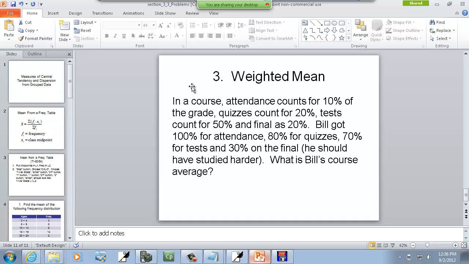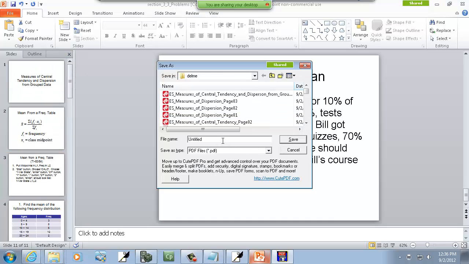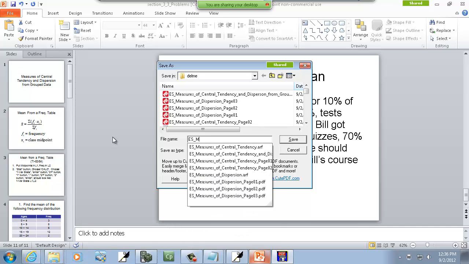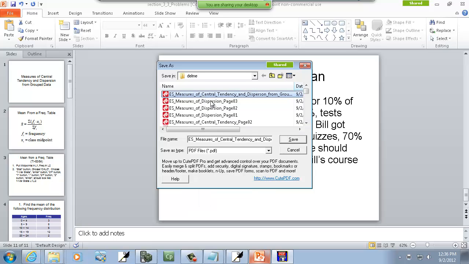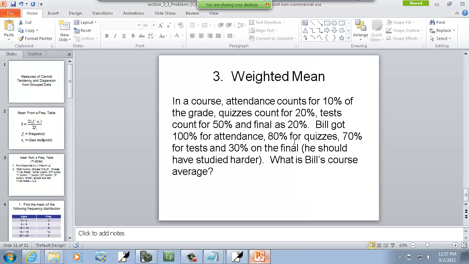And what in the world is this? Measures central tendency and dispersion from group data. What a mouthful. Okay, measures. Actually, I got it right here, don't I? Measures central tendency and dispersion from group data. Okay. And down here, page 01. And then click Save.